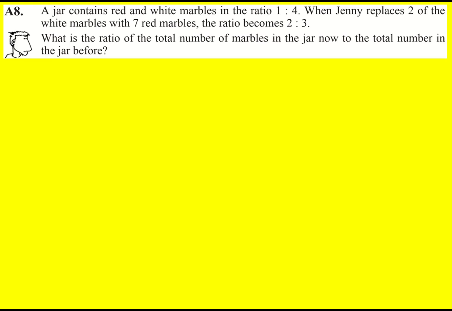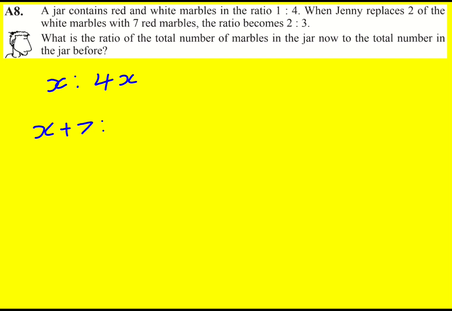A jar contains red and white marbles in the ratio 1 to 4. So I'm going to say that there are x red marbles and therefore 4x white marbles. So that's the actual amount. Therefore, if I replace 2 of the white marbles with 7 red marbles, then I'll have an extra 7. So suddenly I'll have x plus 7 red marbles.